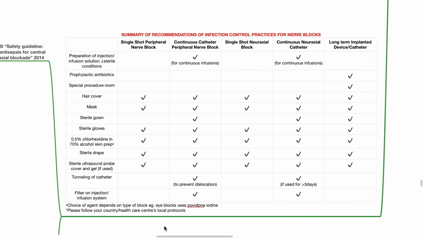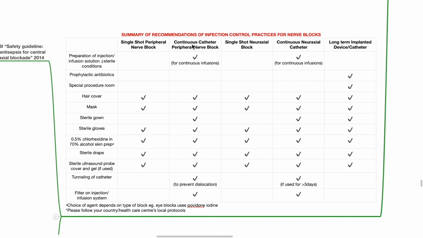For single-shot peripheral nerve block, hair cover, mask, sterile gloves, chlorhexidine in alcohol skin prep, sterile drape, and sterile ultrasound probe cover and gel are recommended. For continuous catheter peripheral nerve block, preparation of injection or infusion solution under sterile conditions, hair cover, mask, sterile gown, sterile gloves, chlorhexidine in alcohol skin prep, sterile drape, sterile ultrasound probe cover and gel, tunneling of catheter, and filter on injection or infusion system are recommended.